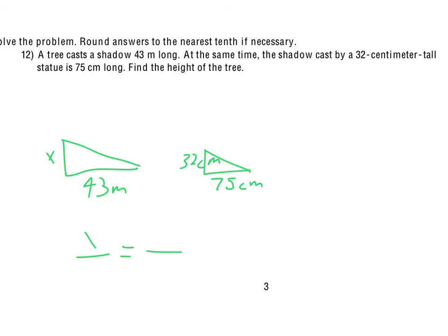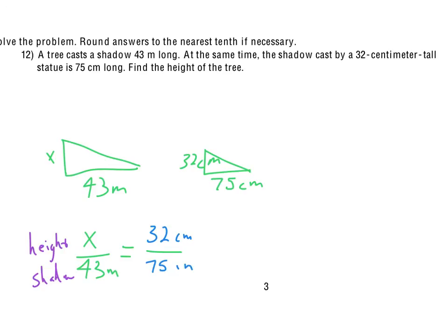So what I like to do is the x over 43, keeping those values from the same triangle together. That also puts what I'm trying to find on the top, which I like. So really, this is the height that I'm trying to find, and then we've got the shadow length here that I know. So the other triangle's got to be set up the same way, height over shadow. So that's going to be 32, and I can just put the units in here as well, centimeters.